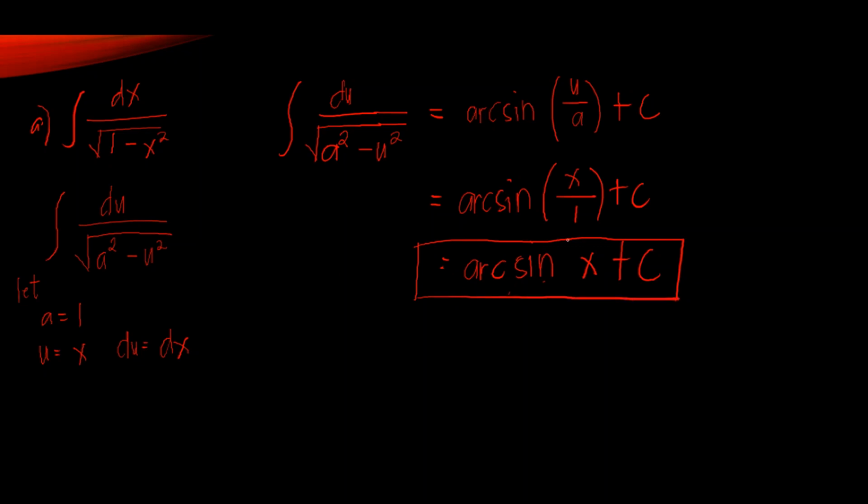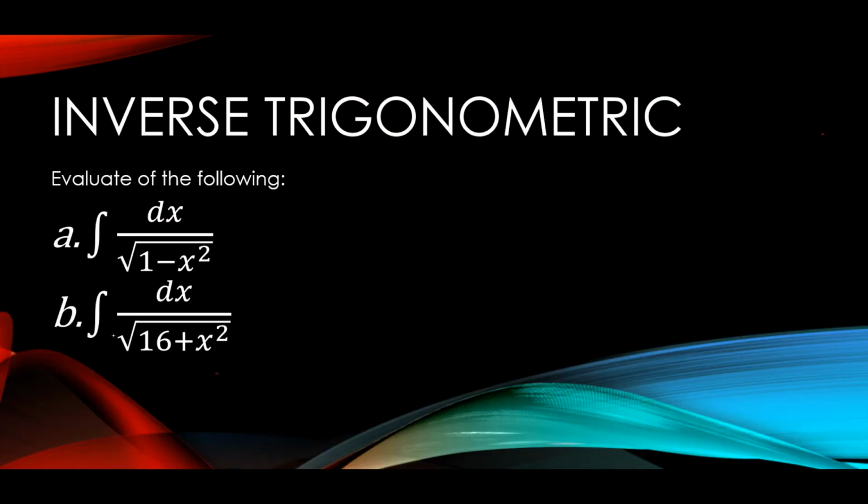However, meron pa tayong ibang form ng arc sine. Arc sine can also be written as sine raised to negative 1, and then x plus c. So, you can have two forms of answers here. Okay. So, that is example letter A. So, let's have example letter B.